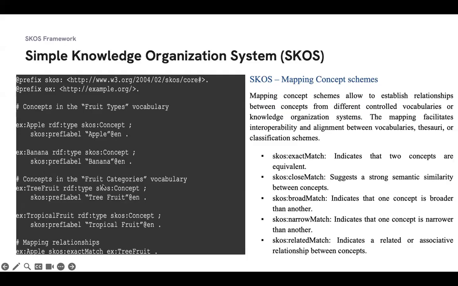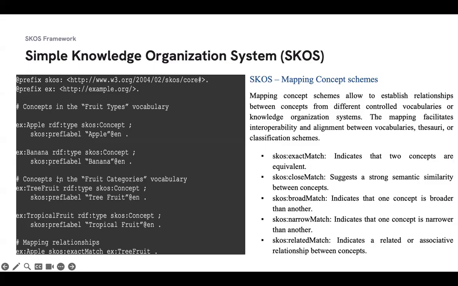But in another vocabulary by person B, he has only defined, or is interested in defining, tree fruits, like the category of fruits. So whether it's a tree fruit or a tropical fruit. He wasn't interested in the name of the fruit. He's just interested in whether this fruit is tropical or whether it is a tree fruit. So how can we map them?